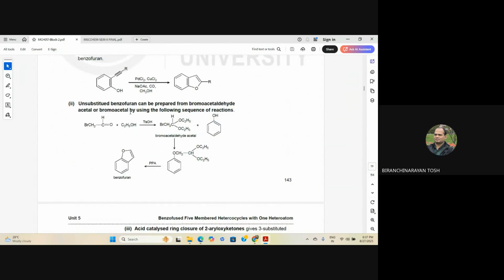Unsubstituted benzofuran can be prepared from bromoacetaldehyde acetal, or bromoacetal, by using the following sequence of reactions: ethyl alcohol and para-toluenesulfonic acid. When it reacts, bromoacetaldehyde acetal will be formed, which again reacts with phenol, producing this compound. Then cyclization takes place, forming benzofuran.